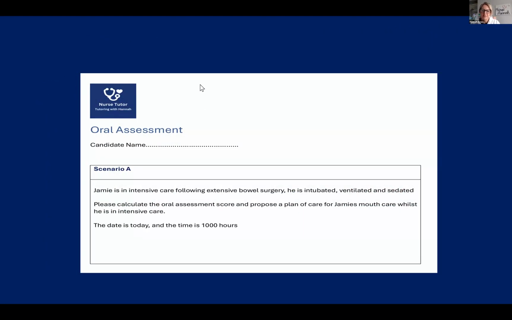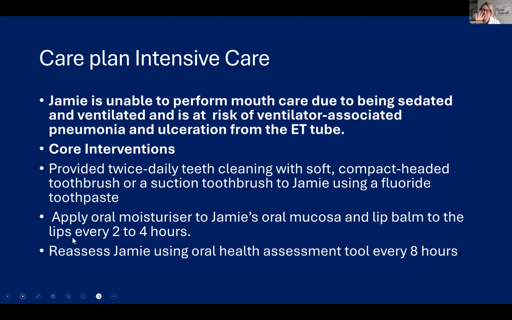Okay, let's look at one of my scenarios then. This is for the intensive care patient. Jamie is in intensive care following extensive bowel surgery. He's intubated, ventilated and sedated. Please calculate the oral assessment score and propose a plan of care for Jamie's mouth care whilst he's in intensive care. Okay, so you will get your oral health assessment tool like I just showed you, and you'll need to add that up.